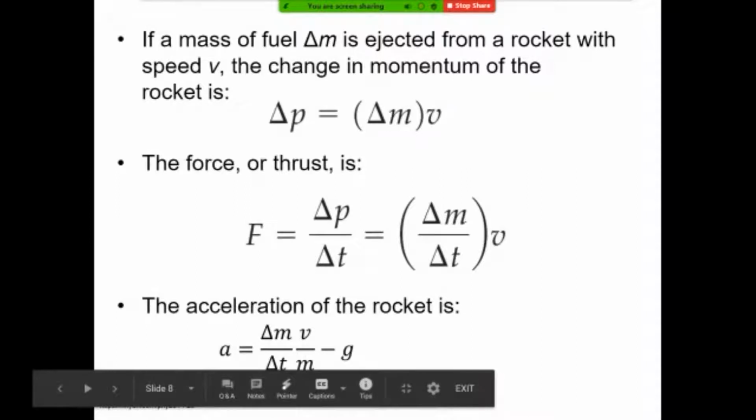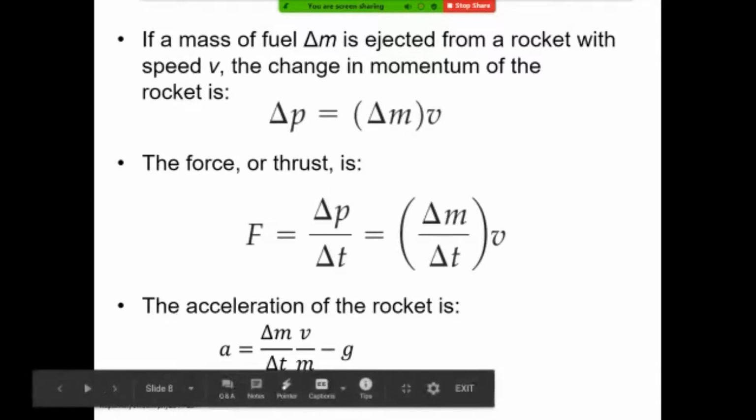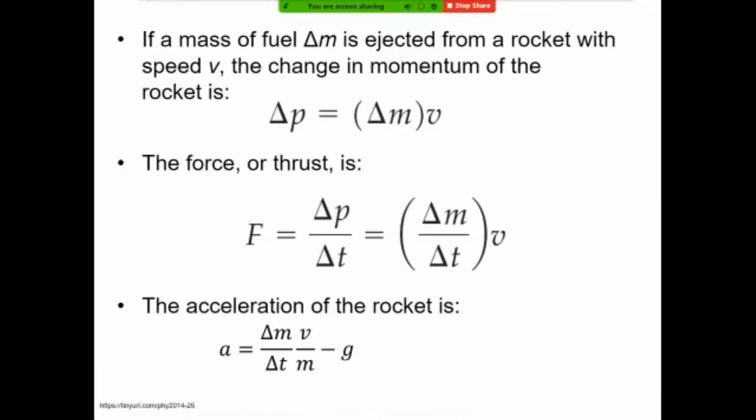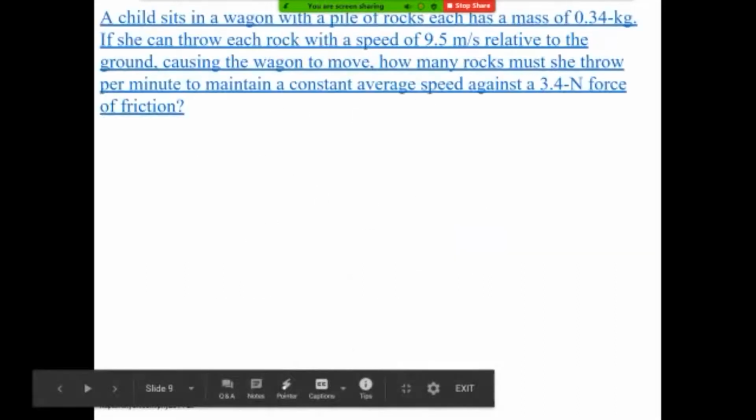So it is delta m divided by delta t times v divided by m, minus g. Now, you have this minus g term because the rocket is going straight upward. So that's the concept here. All right, so actually rocket science is not terribly hard to understand, right? Yeah, but the design is very difficult.